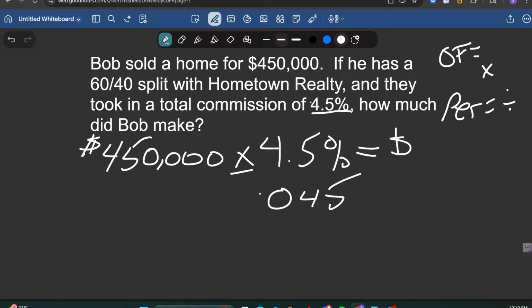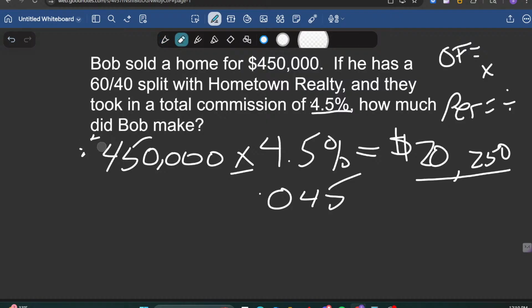So we're going to write that down here. That is how much money the realty took in. Now, we have to figure out how much Bob made. So, how much did Bob make?